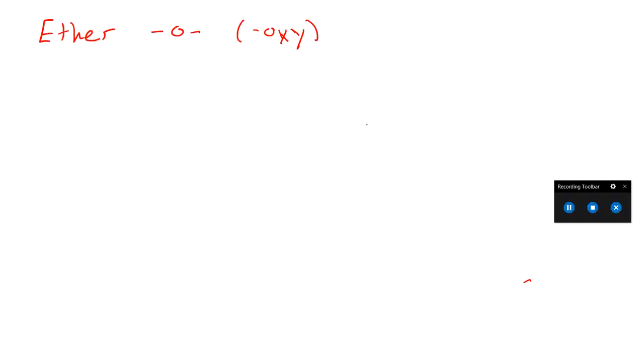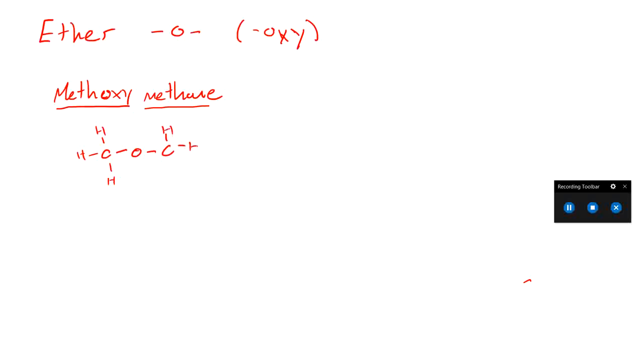So, for example, we can have methoxy methane. Okay, what this means is this first word, methoxy, means there's a methyl group on one side of the oxygen, and then our main chain, methane, means there's a methyl group on the other. So this would look like CH3, O, CH3. These ones can be a little strange to name. So that would be methoxy methane.